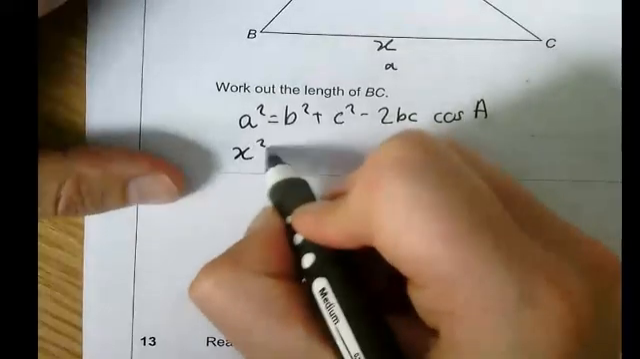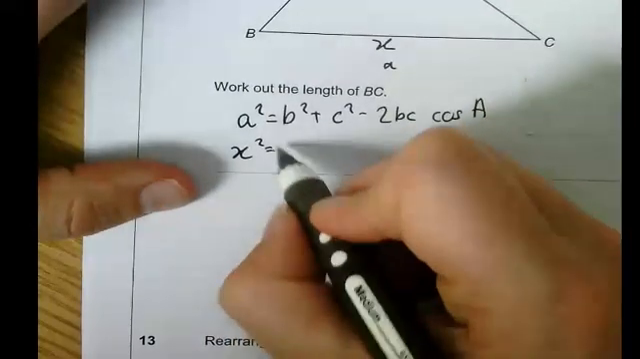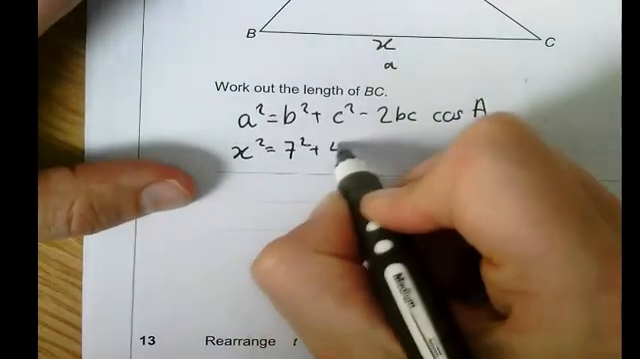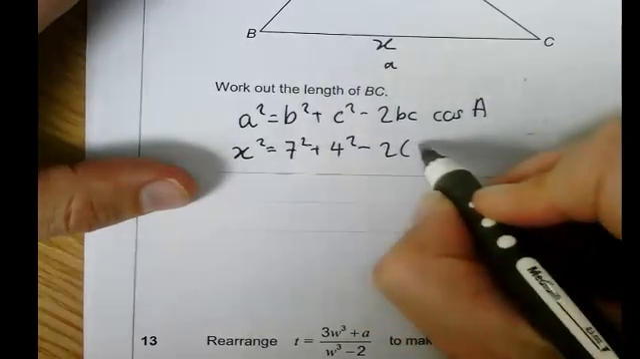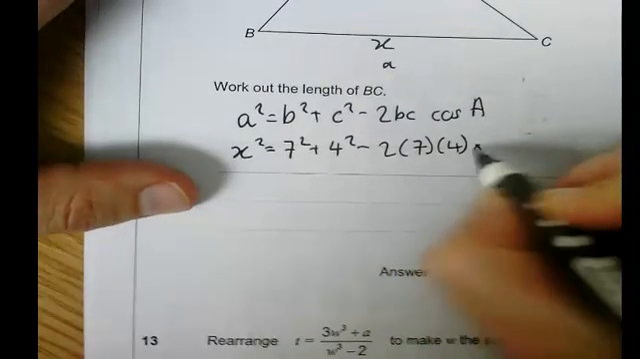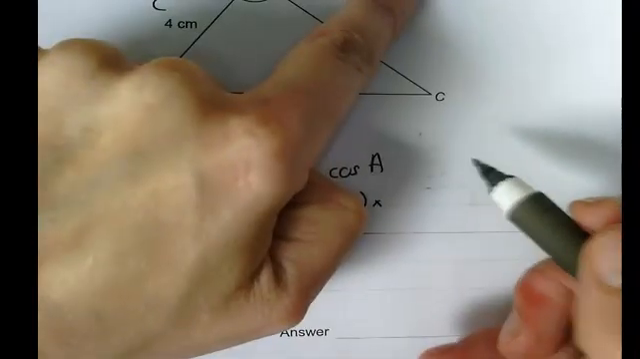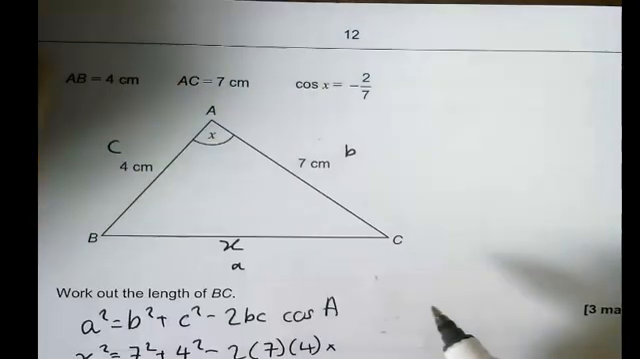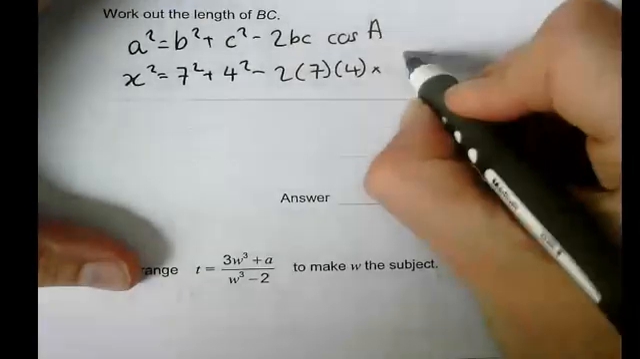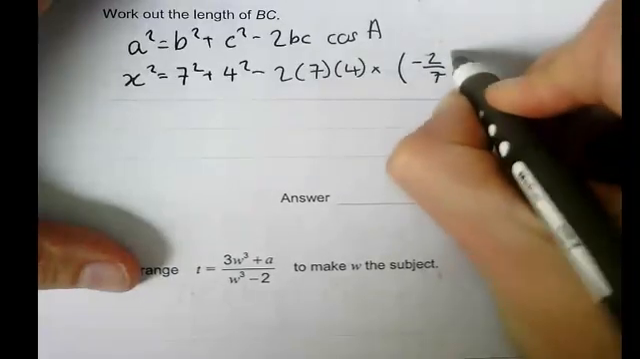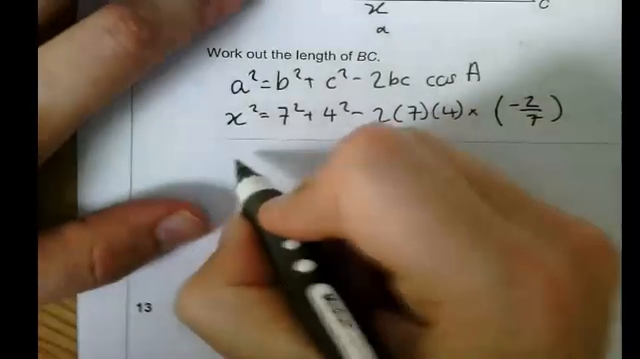So x squared is equal to 7 squared plus 4 squared minus 2 times 7 times 4 times, it told me that cos of A, cos of x, is negative 2/7. So times by negative 2/7. Okay, I'm going to see if I can solve from here.